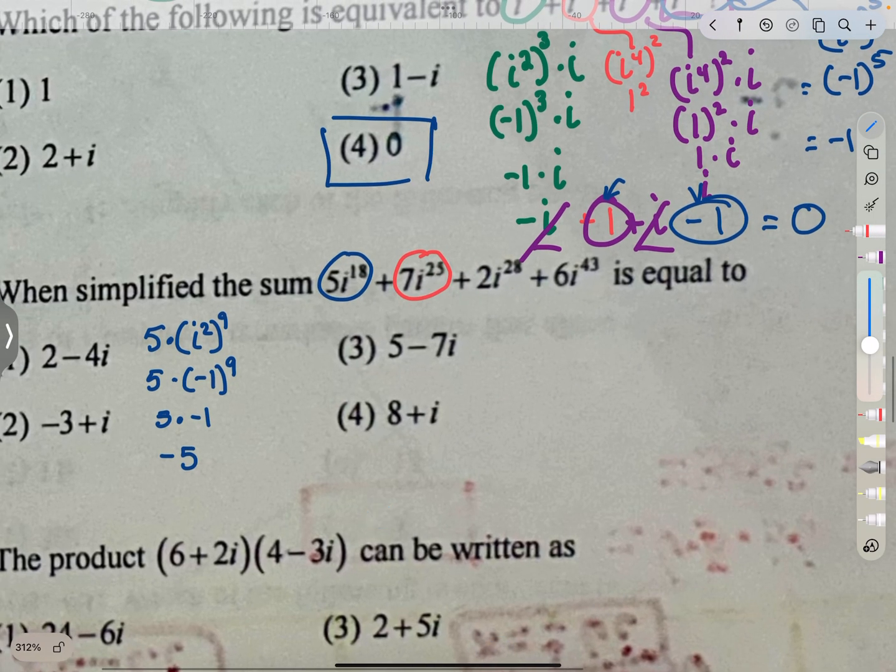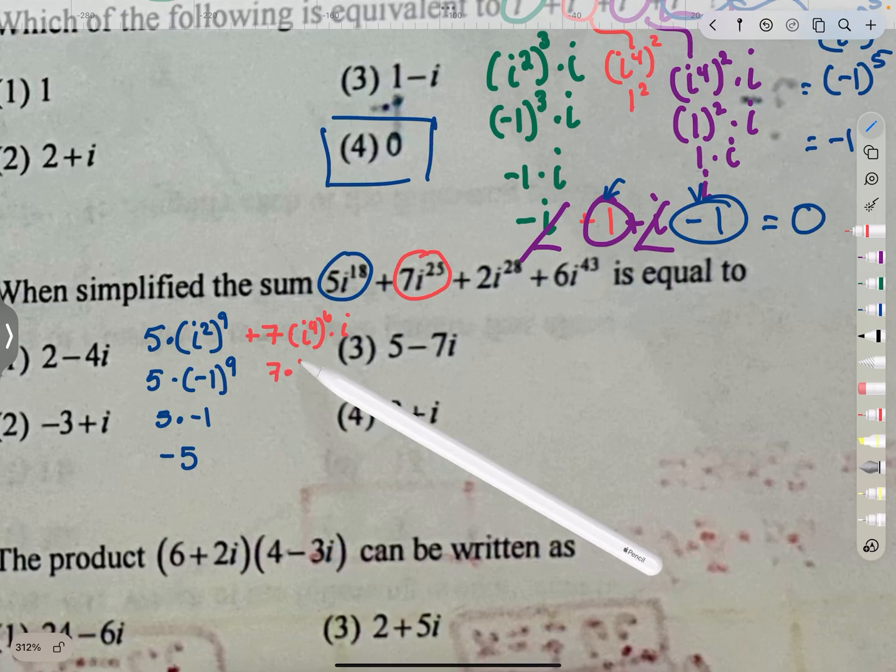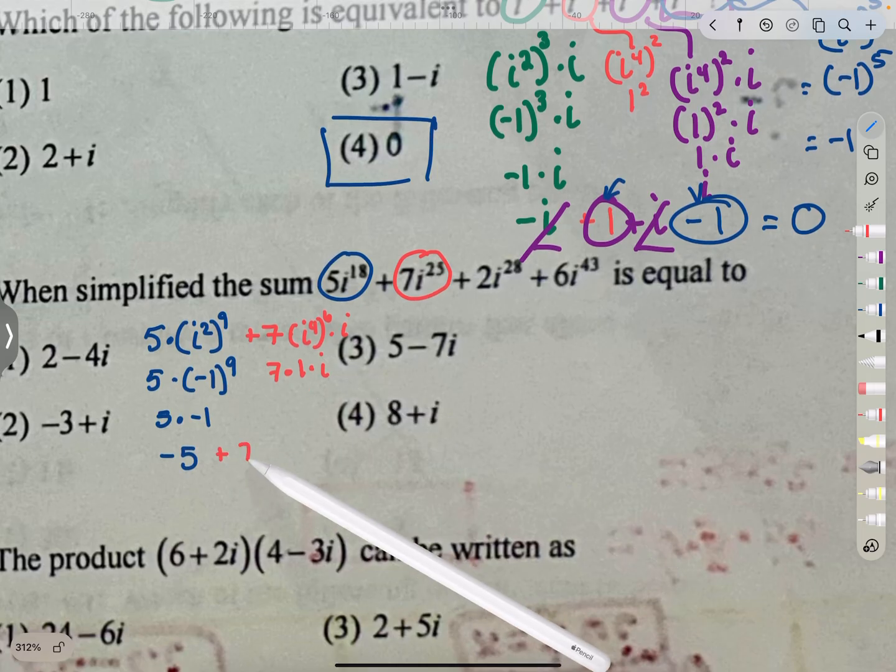Next term would be plus a 7i to the 25th. Not divisible by 2 or 4, but if I do it with 2, I'll do it with 4 actually. I'll go times an i to the 4th to the 6th power, so that gets me 24 times another i. But i to the 4th is 1, so that's just 1 times i. So it's 7 times 1 times i, or 7i's.